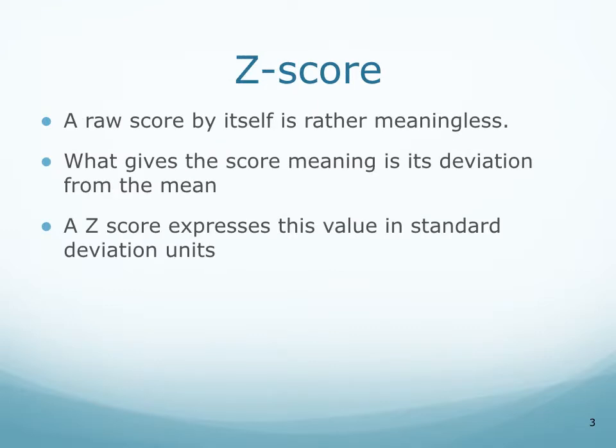What a z-score is going to do is express that raw score in standard deviation units. Remember, we can take any raw score and place that in perspective on a normal curve if we know the mean and the standard deviation of the population. So here, we're just going to express that raw score in terms of a standard deviation unit, which will usually fall anywhere from -3 standard deviations to +3 standard deviations.